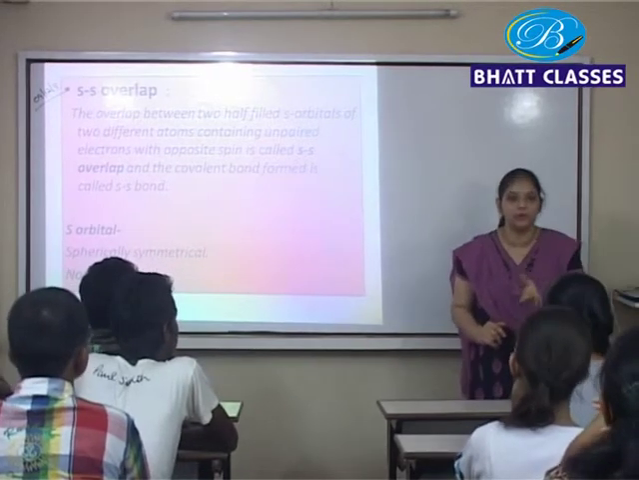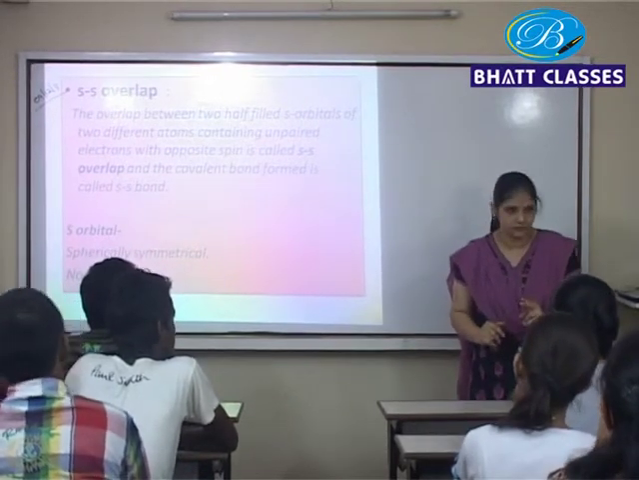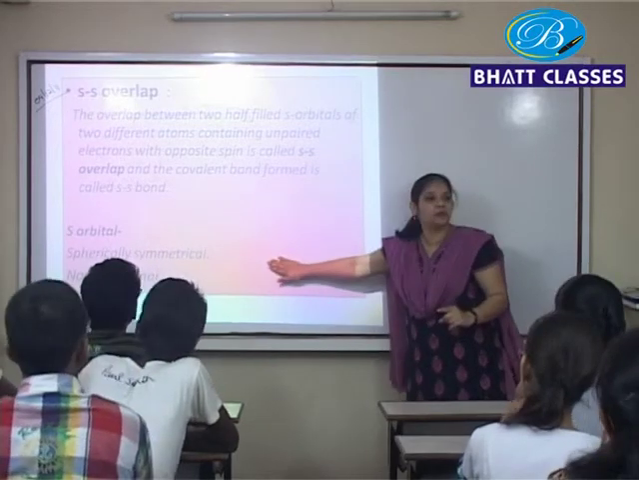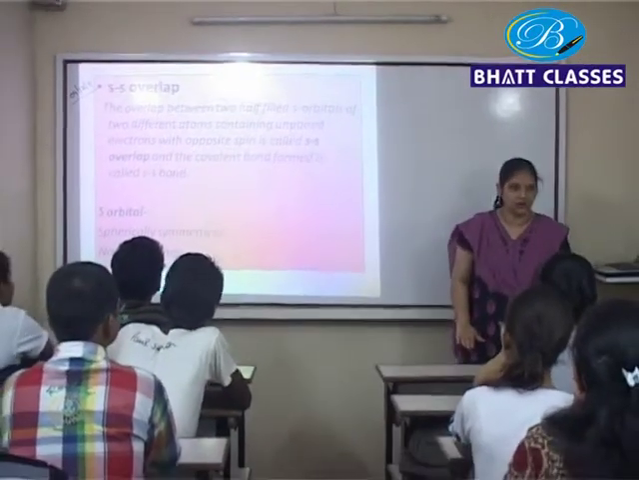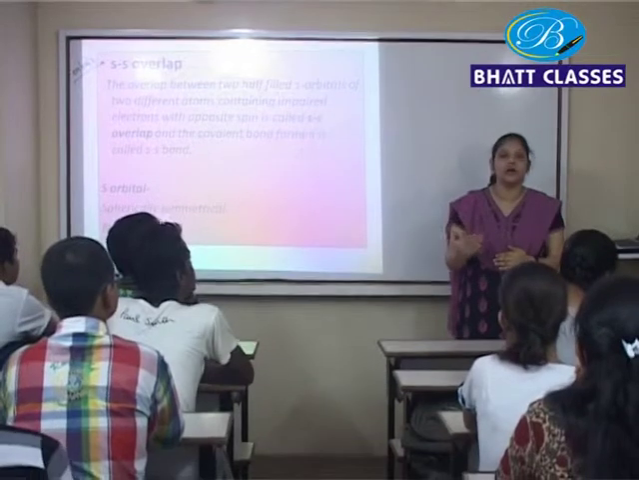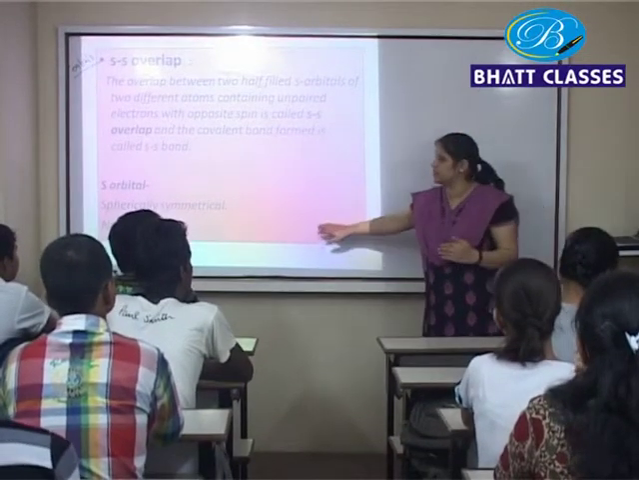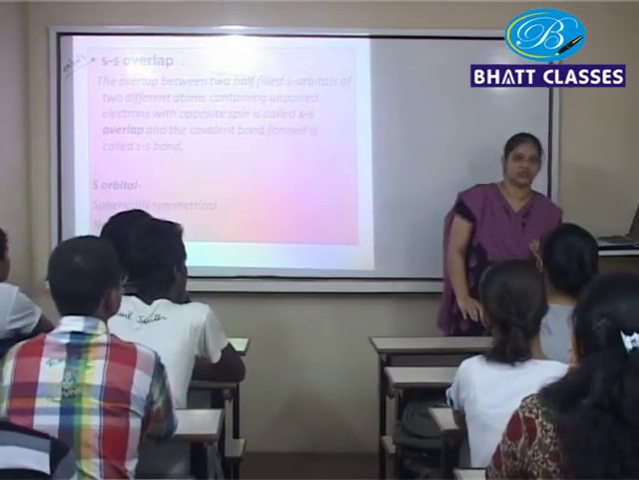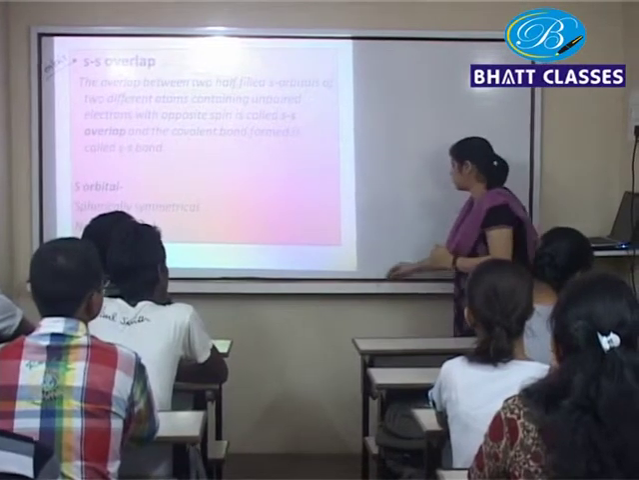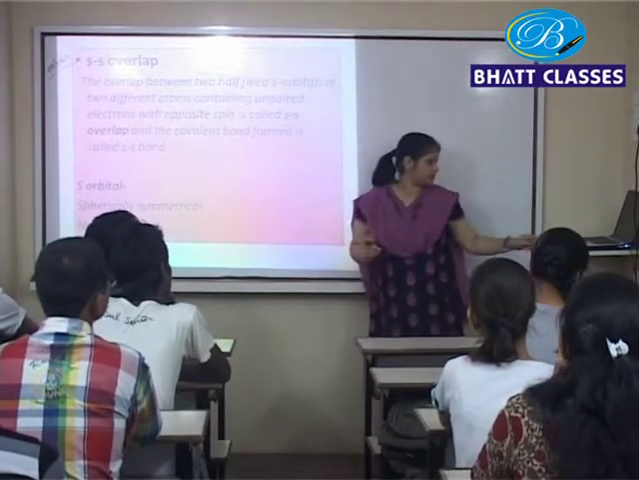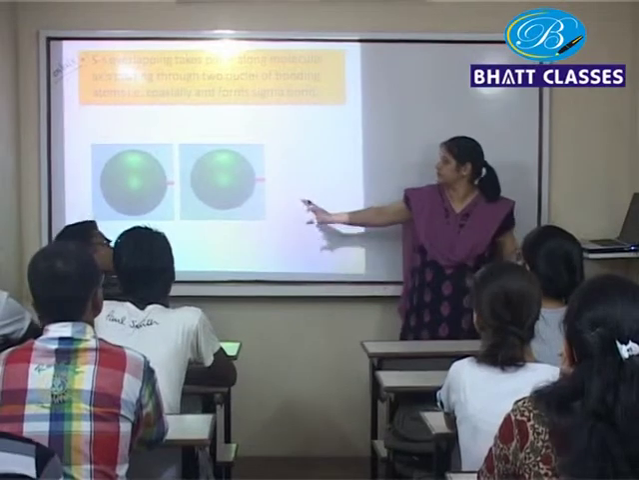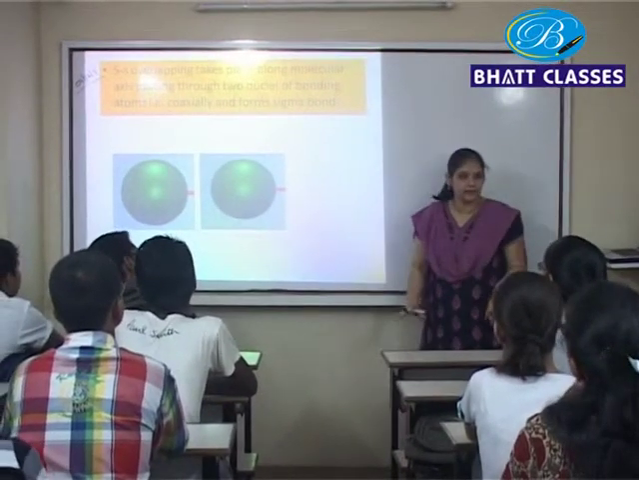Shape of s orbital? What is the shape? It's spherically symmetrical. And when we talk about its direction, it is non-directional. Okay. Now when we talk about the shape, spherically.